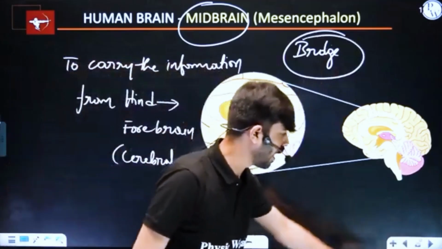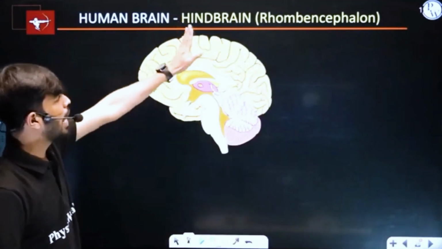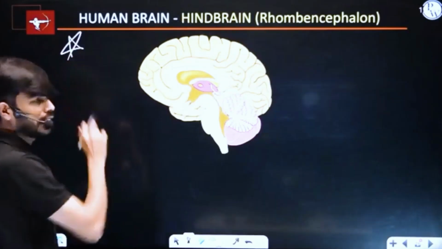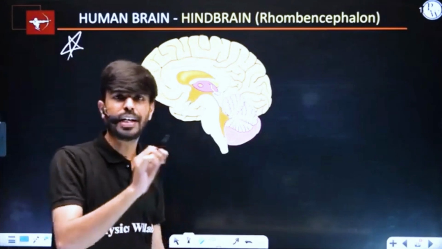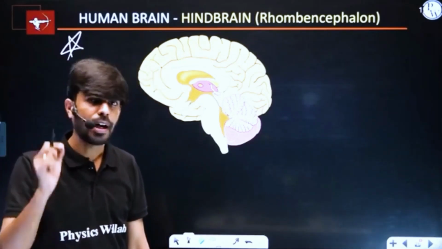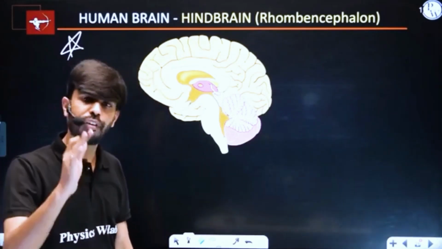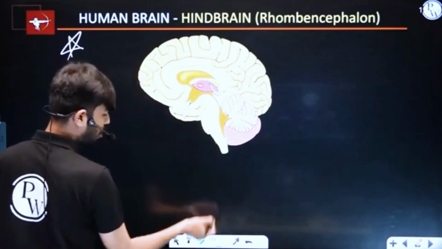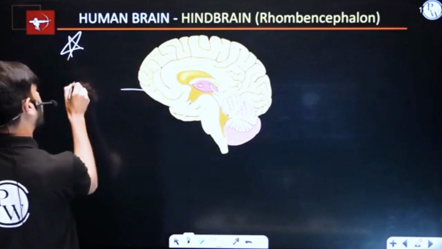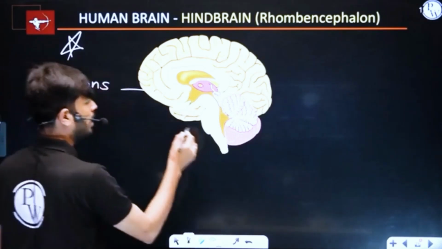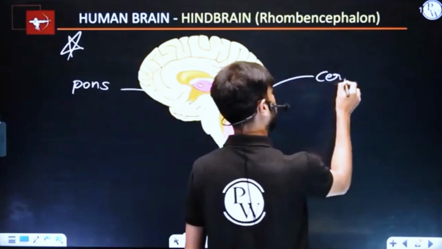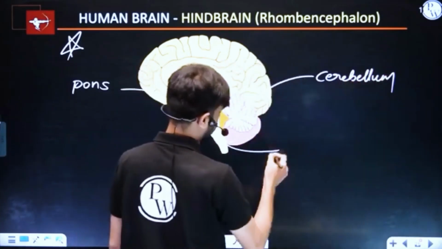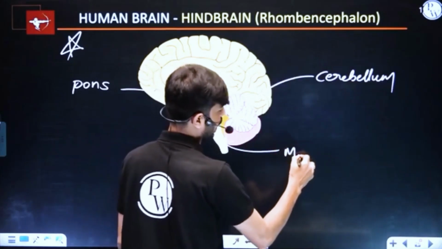And when it comes to the next part, that is called hindbrain or rhombencephalon. Very important. So the question is very simple. What are the three different parts present in hindbrain and mention their functions? You have to write the functions along with which parts are there, as I mentioned. So there are three parts. One is pons varoli, and the next one is cerebellum. And you can observe there is one more that is called medulla oblongata.